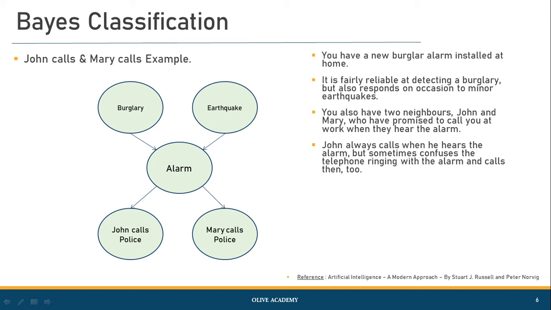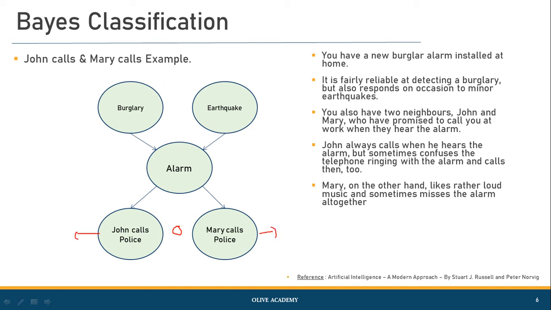you have a new burglar alarm installed at your home, and that alarm is fairly reliable in detecting a burglary as well as some kind of minor earthquake. But you have two neighbors who had promised to call you at work when they hear the alarm, and that kind of belief network can be represented like this. Because John calling the police and Mary calling the police are two different, independent events, but these two independent events are going to be influenced by the external alarm installed at your home.